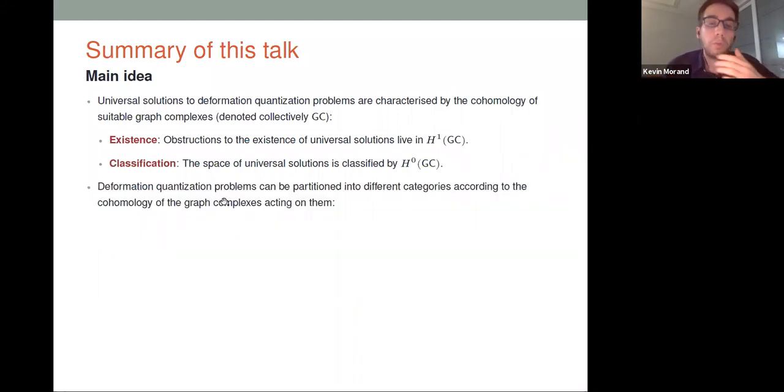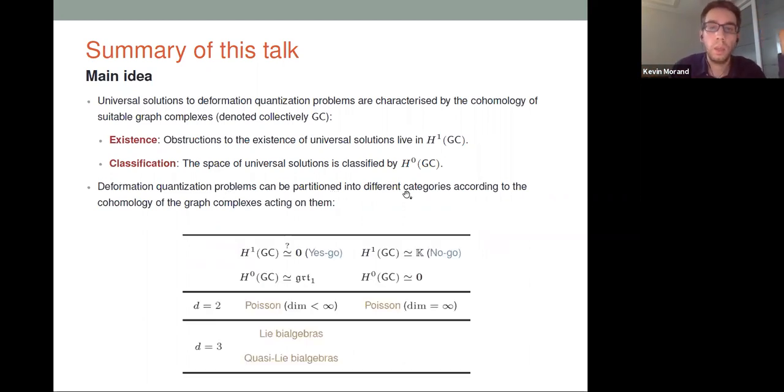The result I would like to put forward is that, using this cohomology, we can somehow partition the deformation quantization problems into different categories, because there will be different graph complexes acting on different quantization problems. So there will be different cohomology, and so we can partition these problems into different categories.